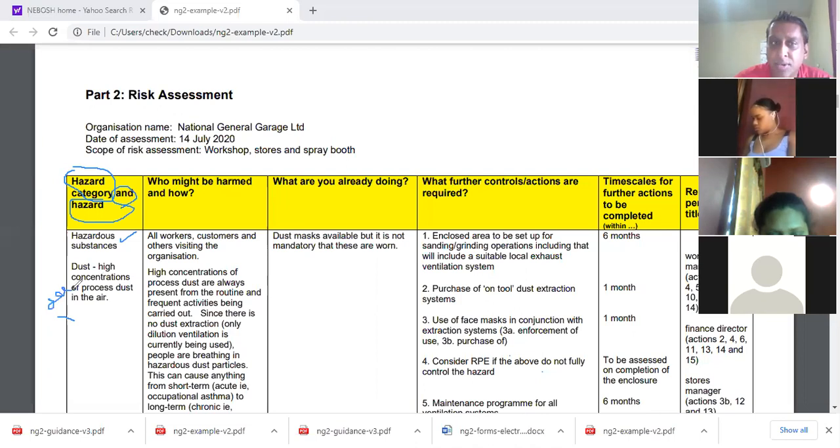So let's look at this one. The hazard category is hazardous substance, the same thing as in the book, by the way. And the actual hazard the person is seeing is that dust, there's a high concentration of processed dust in the air. So this is what they are seeing, and that's the hazard. So don't think it's the same thing. There's a difference between the hazard category and the hazard.